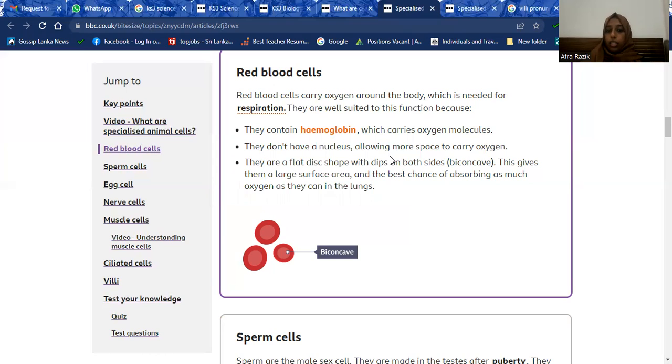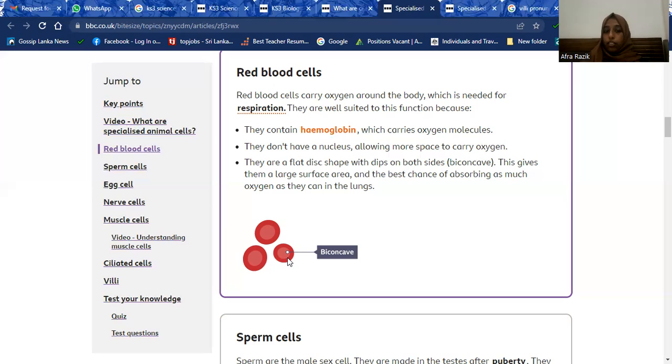Then there's another important part in red blood cells. You can see there's no nucleus. Inside there's no black sphere-shaped dot or anything. So they don't have a nucleus in their structure. That is because it allows more space to carry oxygen. We need more and more oxygen to get energy to do our day-to-day work, so they allow more oxygen to bind. Due to that, they don't have a nucleus. Next one, they are a flat disc shape with dips on both sides.